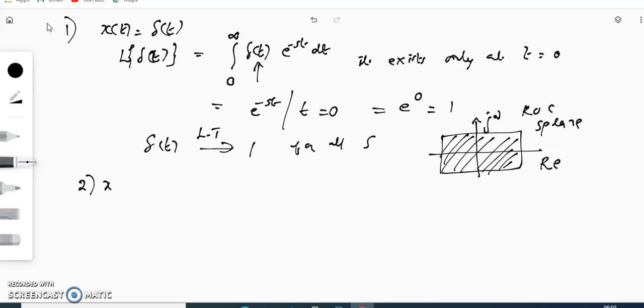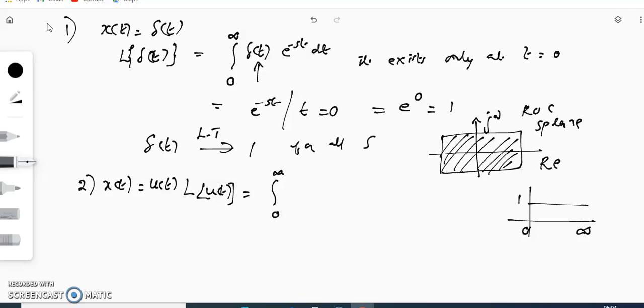Second one is the Laplace transform of the unit step signal called u of t. So we know u of t, its value is 1 for t greater than 0, isn't it? So when you write the equation to find the Laplace transform of u of t, this is equal to integral 0 to infinity u of t e raised to minus st dt. What is the integral of e raised to minus st? It is e raised to minus st divided by minus s.